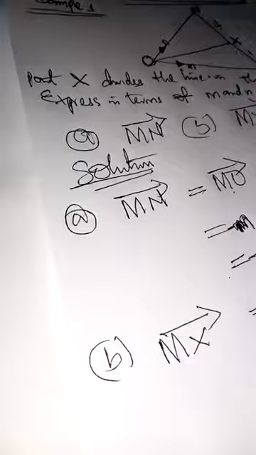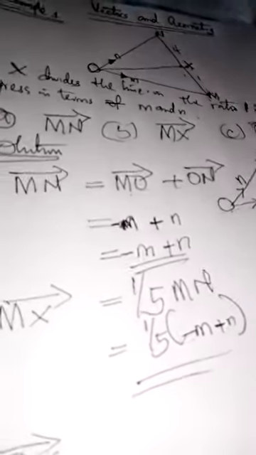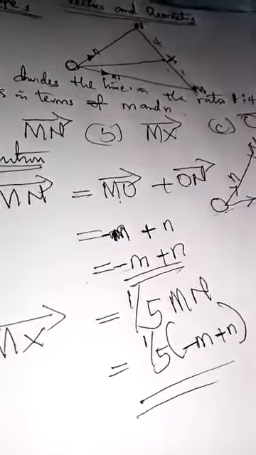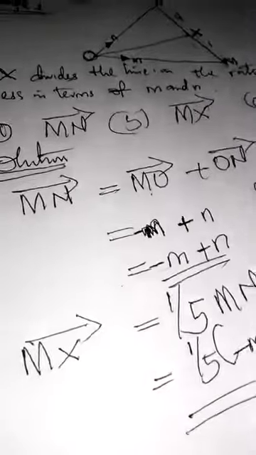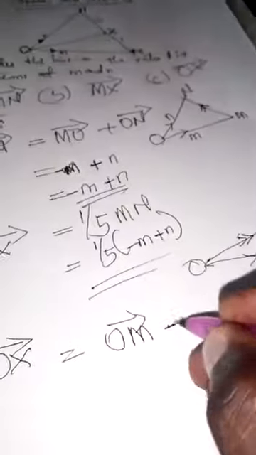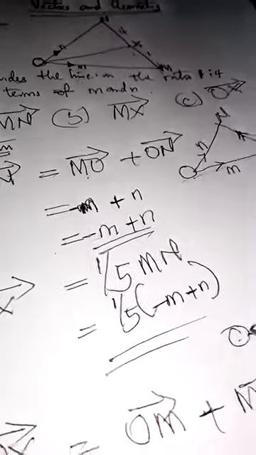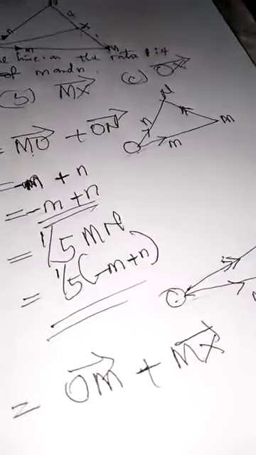And the last part, we have to find OX. Let me draw the diagram for OX. Looking at that, I'm having something like this. This is my O, this is my X, and this is my M. OX is what we are looking for. How can we get this? My OX will be equal to OM plus MX. That is, for the resultant OX, I look for OM plus MX.